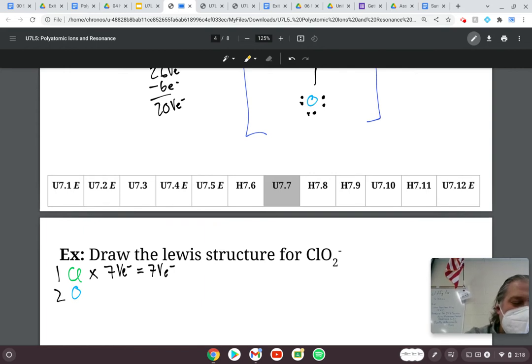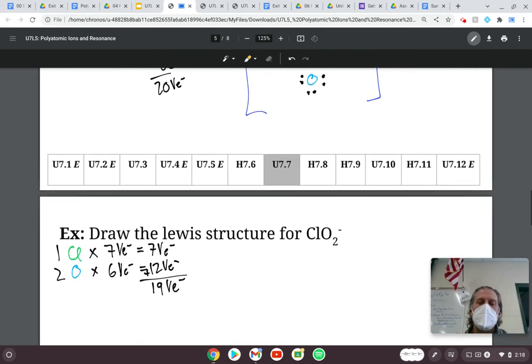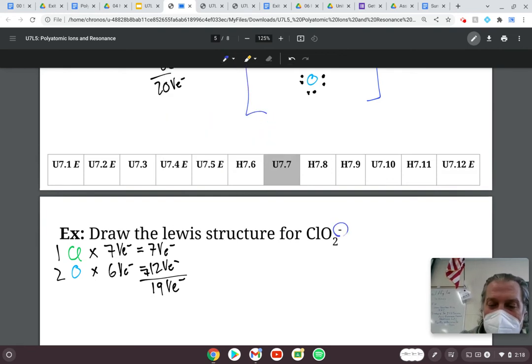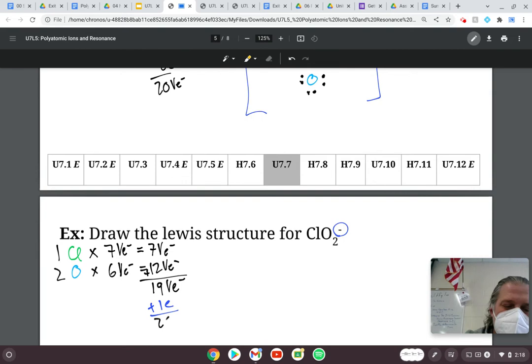I have 2 oxygens times 6 valence electrons, which would give me 12 valence electrons. And I add that up, and that's what? 19 valence electrons. I then make note of the fact that this polyatomic ion has a charge of minus 1. So I'm going to add 1 electron to the whole situation, and that's going to leave me with a total of 20 valence electrons to find a home for or replace.